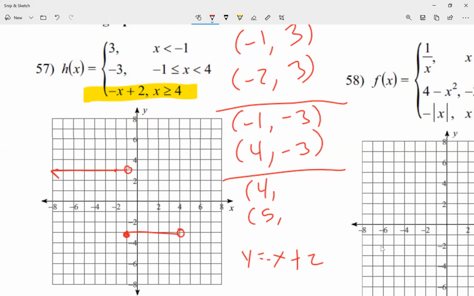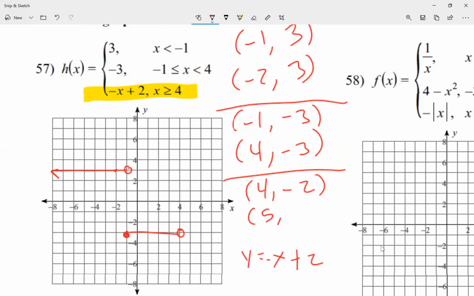If x equals 4, then -x plus 2 gives me -2, right? -4 plus 2. Now, if x equals 5, that gives me -3, because remember, I went -x plus 2.